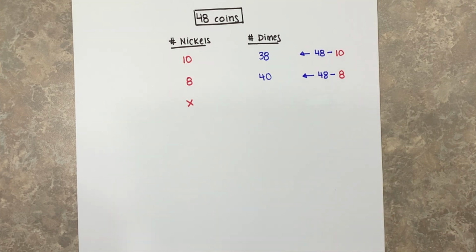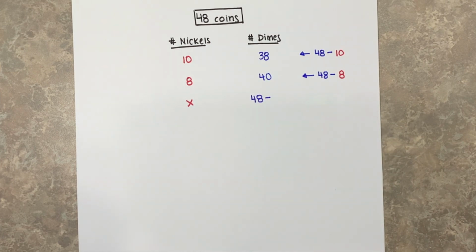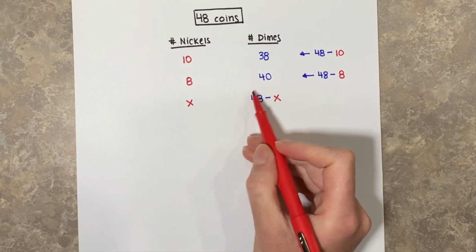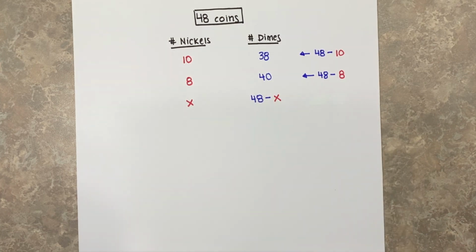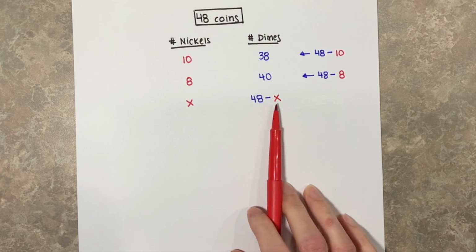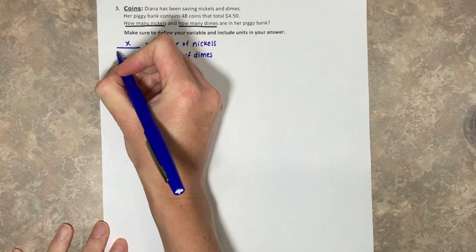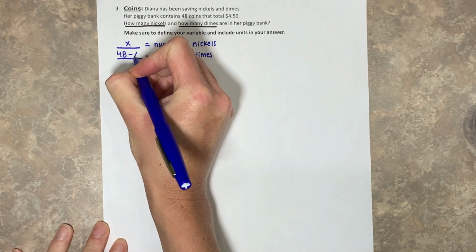We can use the same idea here. Just take the total number of coins we have, 48, and subtract away however many nickels you have, which is x in this case, and that will leave us with the number of dimes. So now we've represented the number of dimes using x. So let's copy this over to the previous page. Okay, so we just said we can represent the number of dimes as 48 minus x.